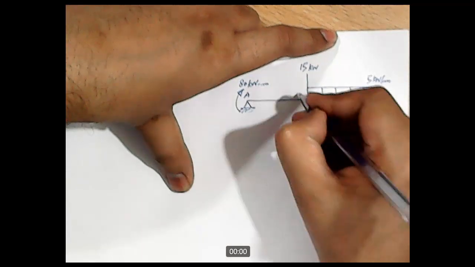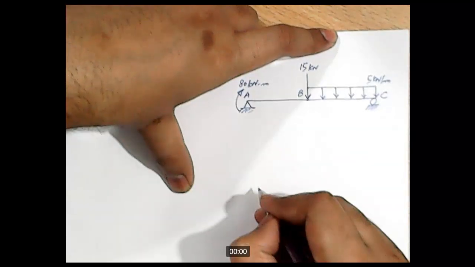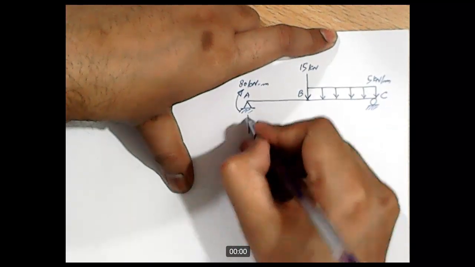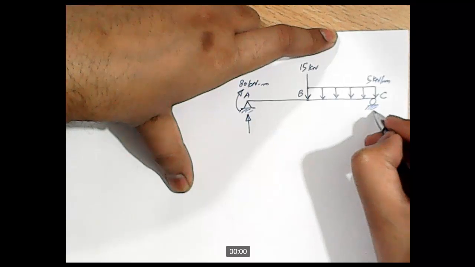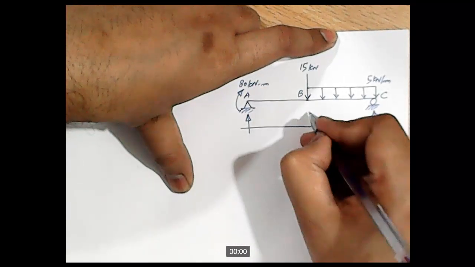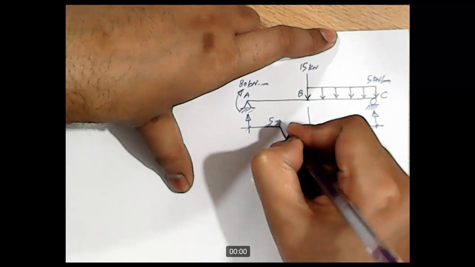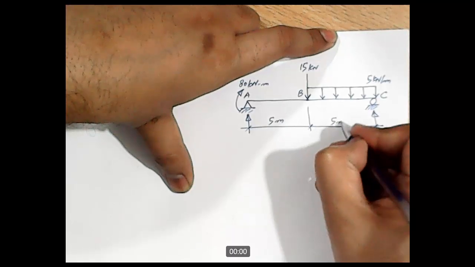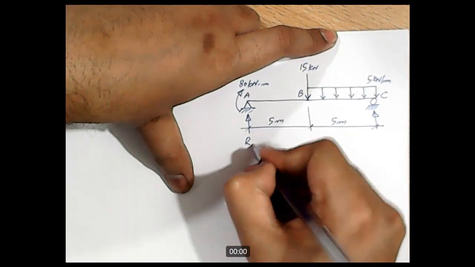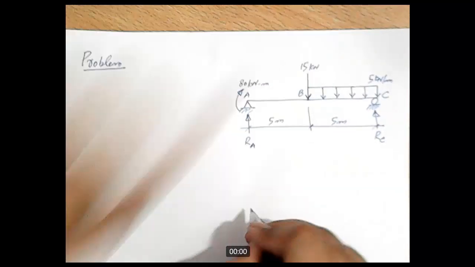This point is point A, this is point B, and this is point C. We will have one vertical reaction at this support A, and one vertical reaction at support C. These distances are 5 meter and 5 meter. We may call this reaction RA and this reaction RC.